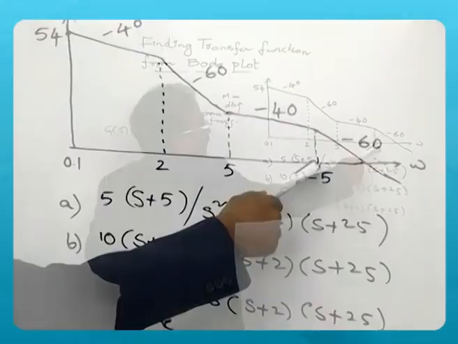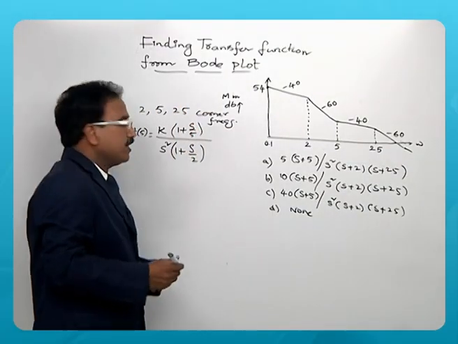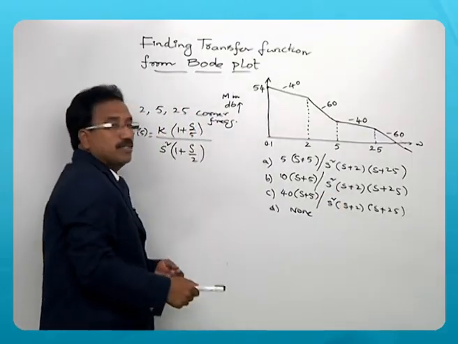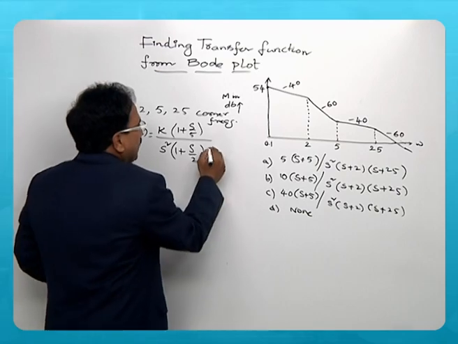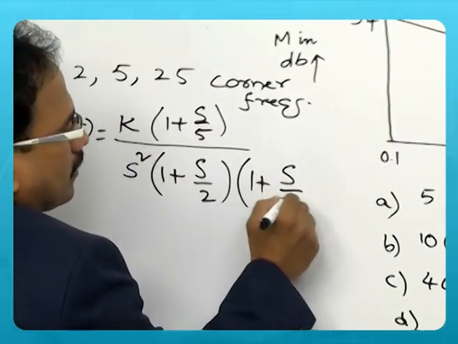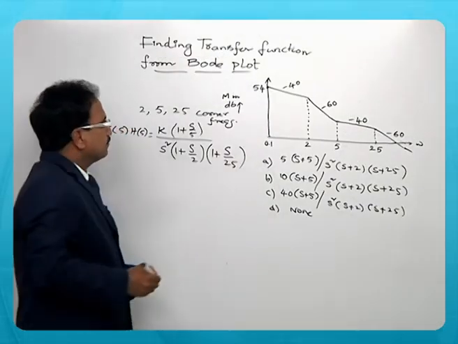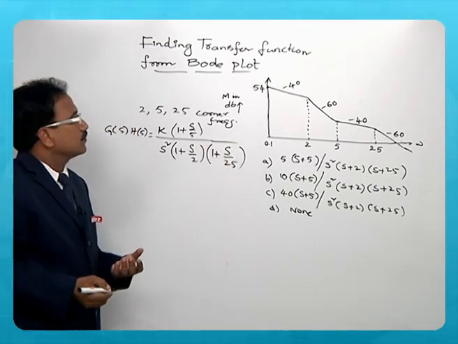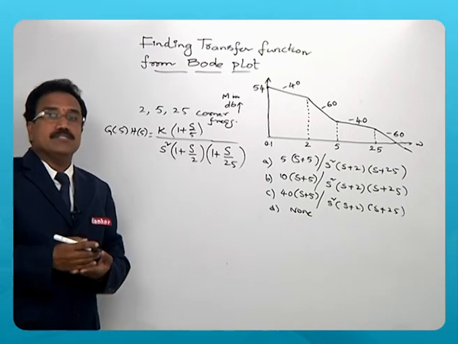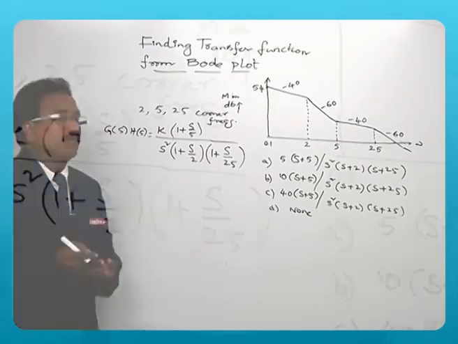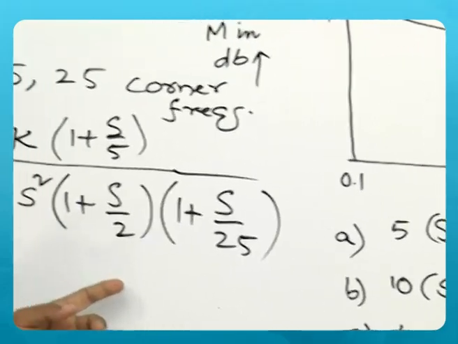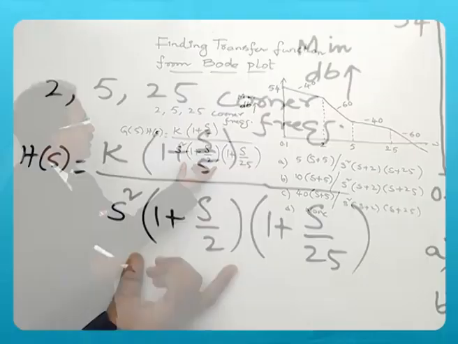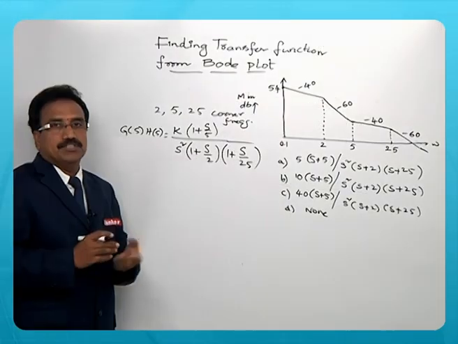Now at the third corner frequency 25, the slope again goes from minus 40 to minus 60, meaning a pole is added. So the pole is added at the corner frequency of 25. So this will be the transfer function. By looking at the corner frequencies and the net slope, you can estimate where the pole is located and where the 0 is located. This is called the time constant form of representation.